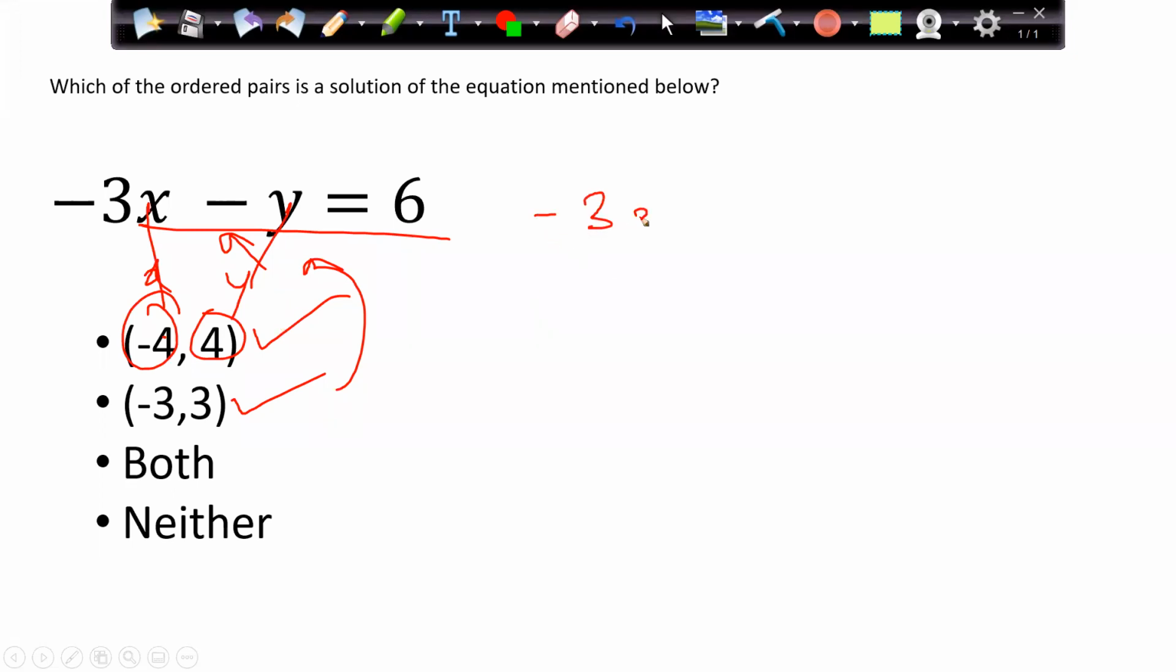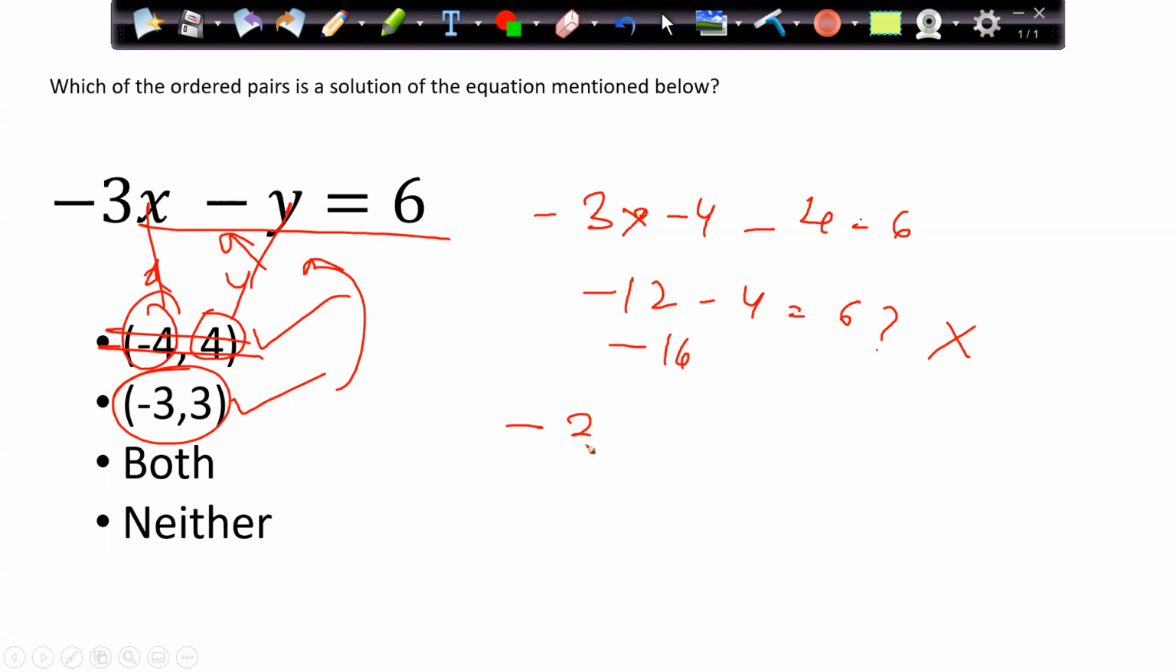So minus 3x, that is minus 3 into minus 4 minus 4 equal to 6. Is that correct? So minus 3 into 4 is minus 12. Minus 4 is equal to 6? No. It is minus 16. That means this point is not passing from the line. Let me take this point.